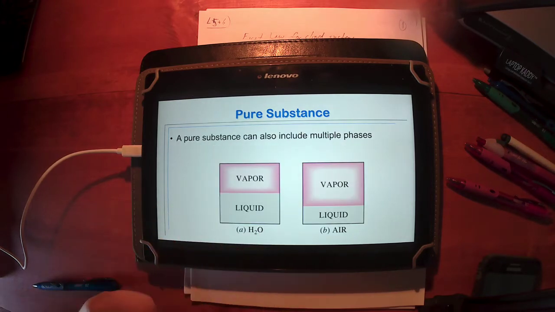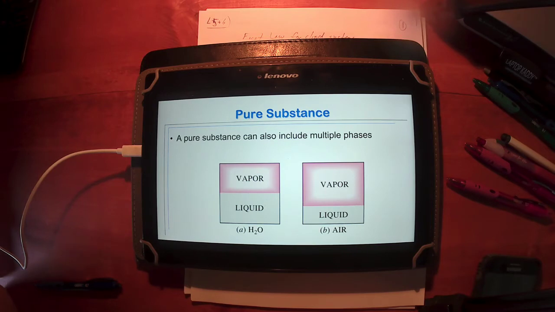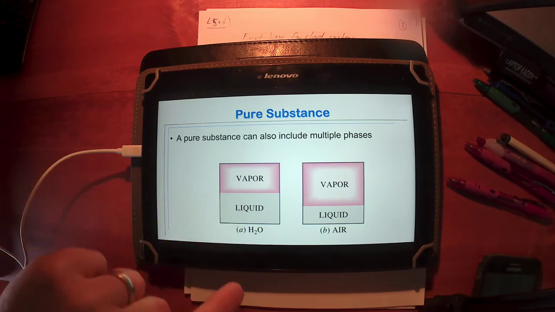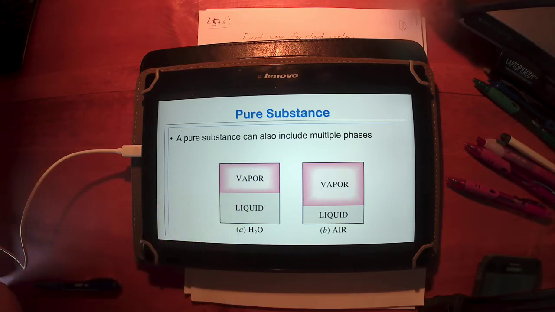Now, it's important that we understand a few things about that. A pure substance can be in multiple phases. So I could have water trapped in a vessel, some kind of a rigid tank. A rigid tank, again, is a closed system where the volume is going to be constant. We'll see this a lot of times with water or some kind of refrigerant like R134a. We could have some substance that's in both the liquid and the vapor phase. It might even have some solid components.